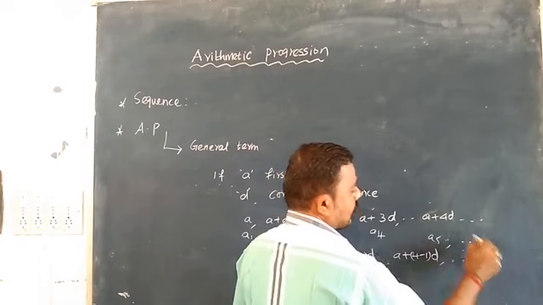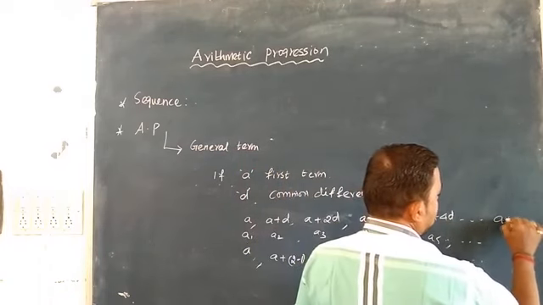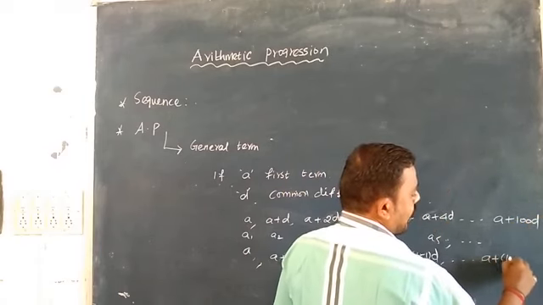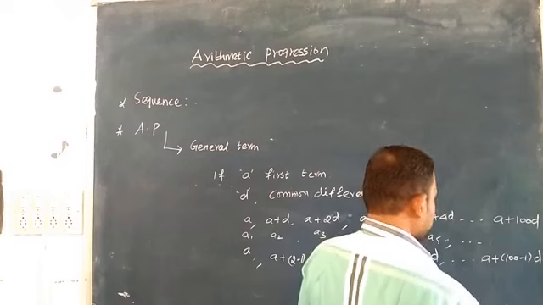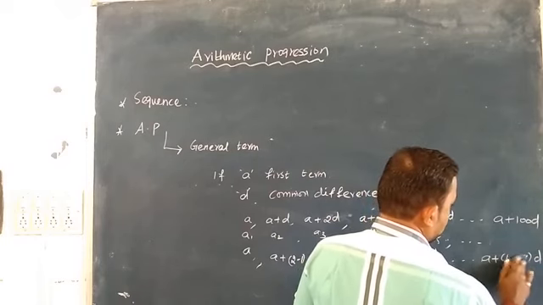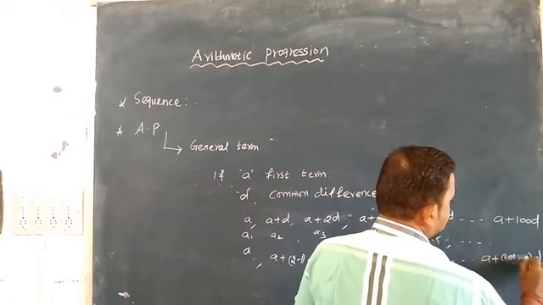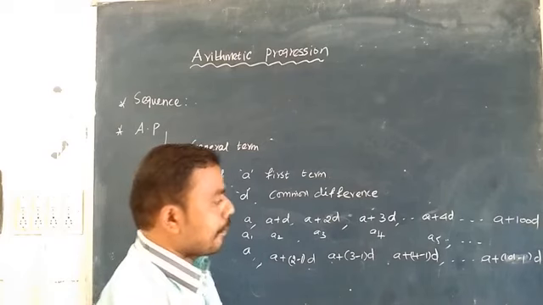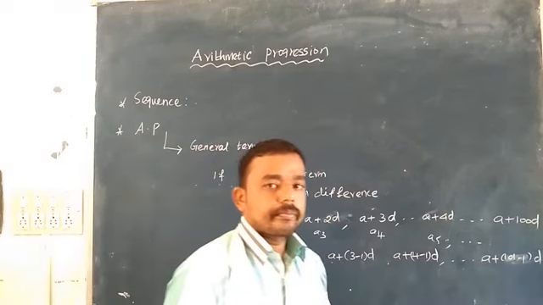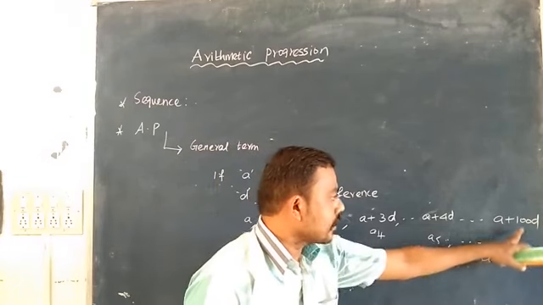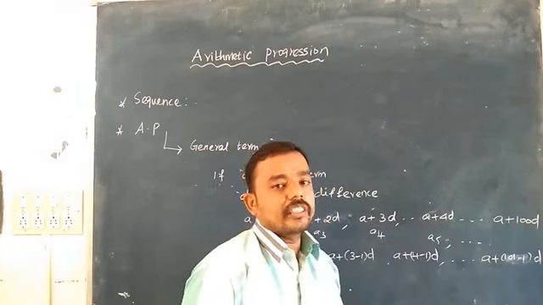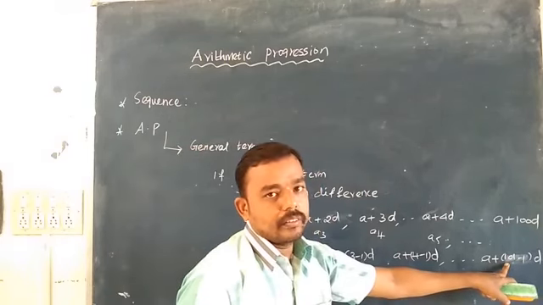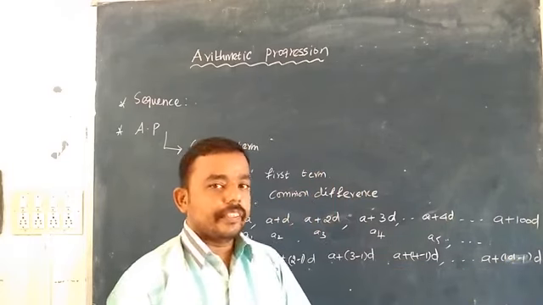So here we have A plus 100D. How can I write it? A plus 100 minus 1 into D. So 101, okay, minus 1 into D. So A plus 100D. So 100 is given. Now just think about number 100, here 101. So the last term we need to write.